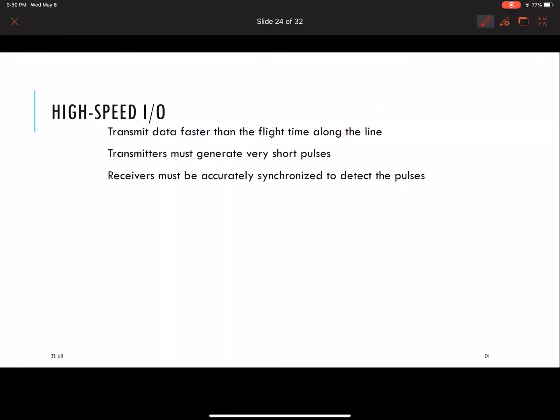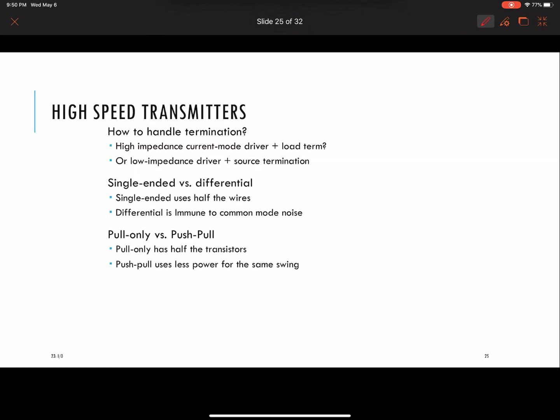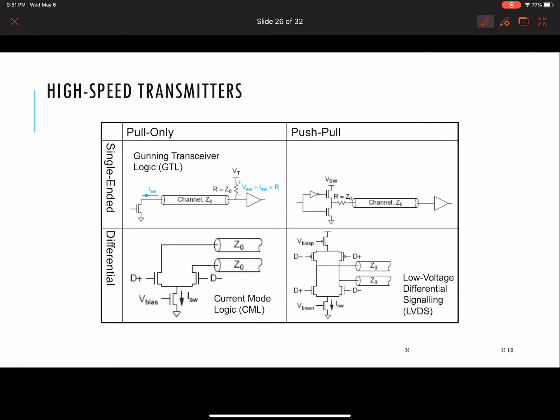Okay, so let's see. I guess this is sort of just summarizing the stuff we've been talking about. There's a bunch of options on how you design a transmission line. These are design choices, and they're all valid. So you get a variety. You get either single-ended or differential signals.